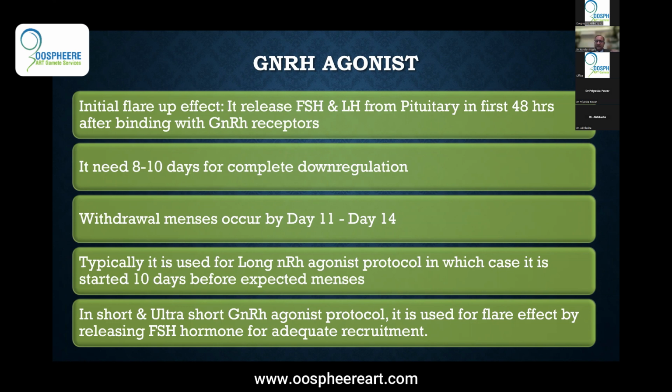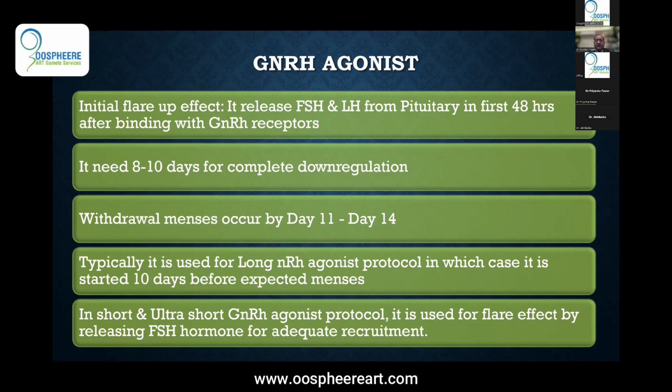Now, GnRH is the hormone which is released by the hypothalamus. So it comes from the hypothalamus to the pituitary, and GnRH gets attached to GnRH receptors which are present on the pituitary gland. So this agonist goes and gets attached to and occupies those receptors, and it causes an initial flare effect because it is an agonist. It is structurally similar to the GnRH hormone, which is our endogenous hormone. And that's why it stimulates the receptor.